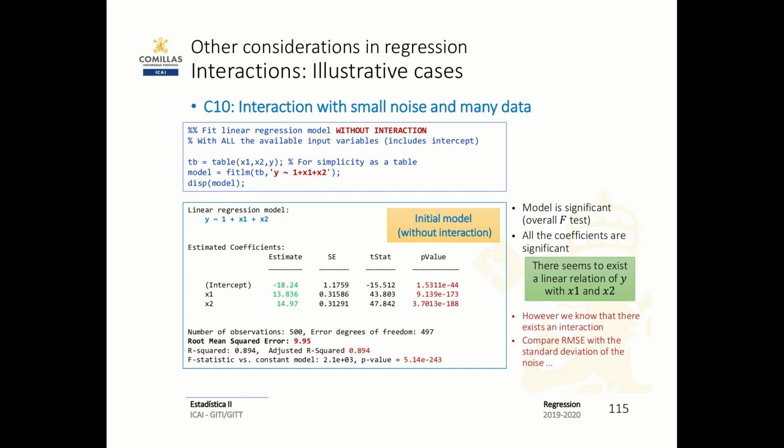So now we can fit a linear model without considering the interaction. We see all the coefficients are significant. The p-value of the model is pretty good, meaning that we have explained something of the model. We have explained almost 90% of the variability. And since we know that there is an interaction, because we generated the data, we know that these coefficients are not the correct ones.